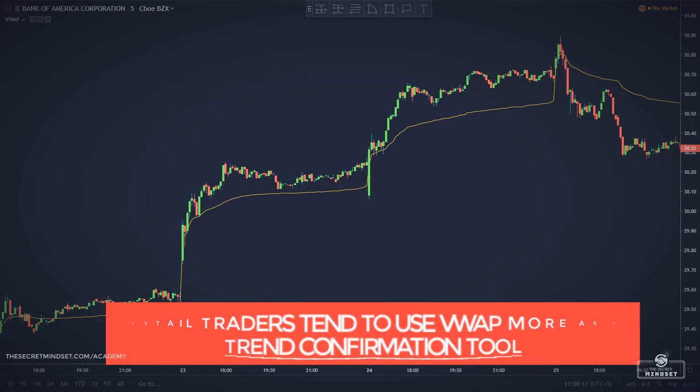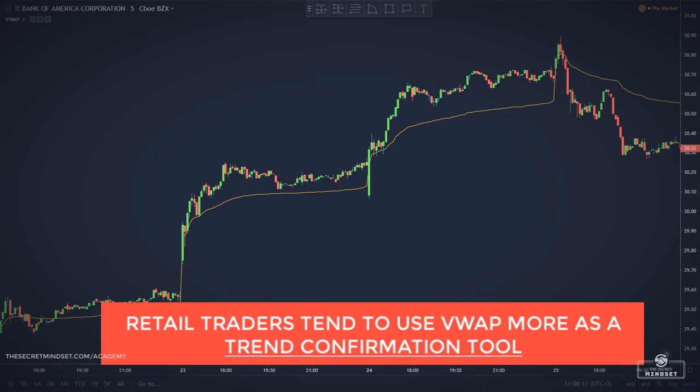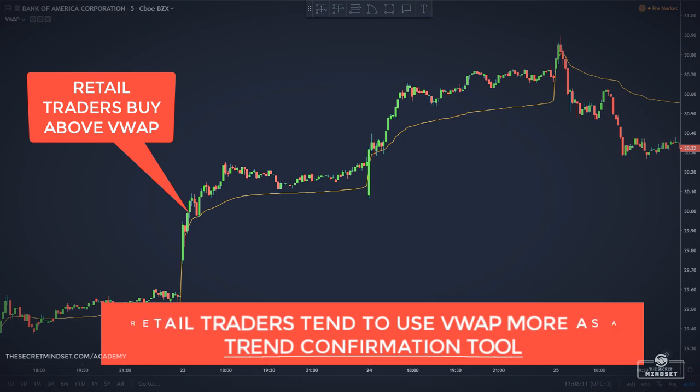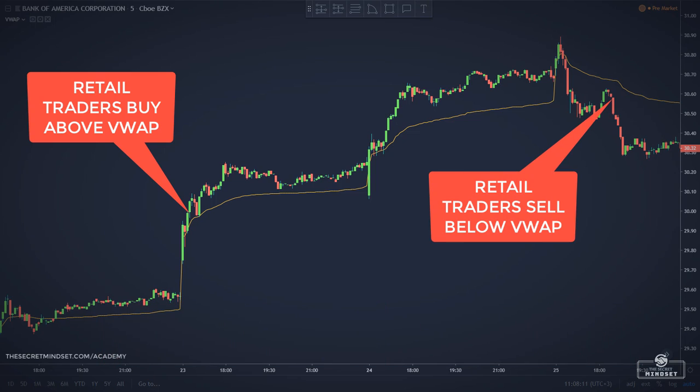Retail traders, on the other hand, tend to use the VWAP more as a trend confirmation tool, similar to a moving average. When the price is above the VWAP, they look only to initiate long positions. When the price is below the VWAP, they only look to initiate short positions.